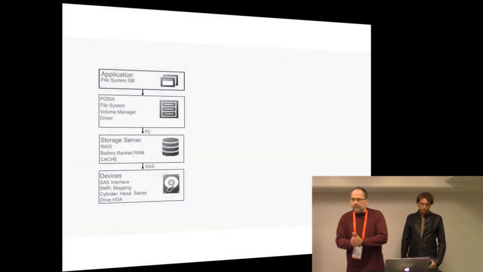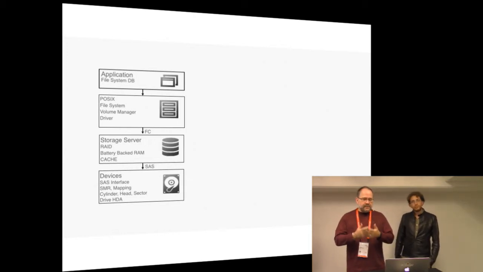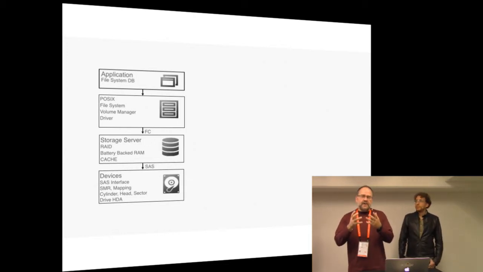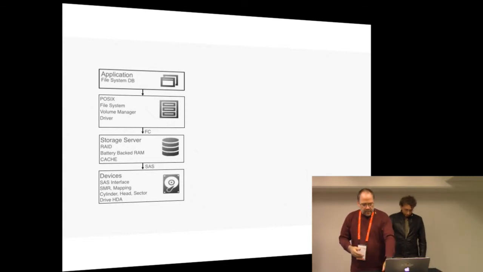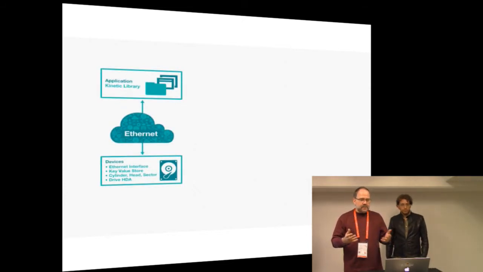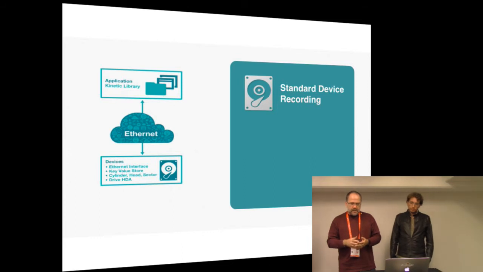The Kinetic open storage system is designed to take an application that talks keys and values and actually give it a better service than the traditional systems. The traditional systems really use an application that talks a file service API through POSIX, through a storage server down to a device. With the Kinetic open storage systems, it's much easier. The application talks to libraries, the libraries talk across Ethernet directly to a device. The result is a much lower cost of ownership.